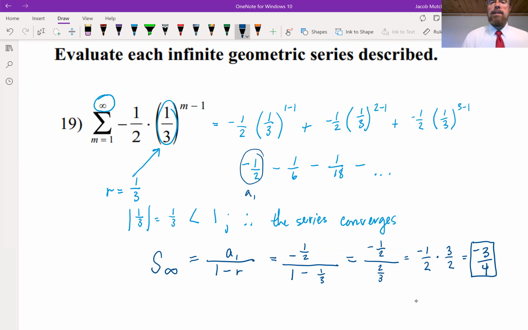Hard to imagine that we could actually find the sum of something that's infinite. But again, because the r value is smaller than 1, it's possible to do it.